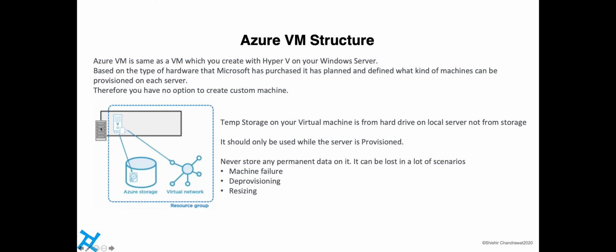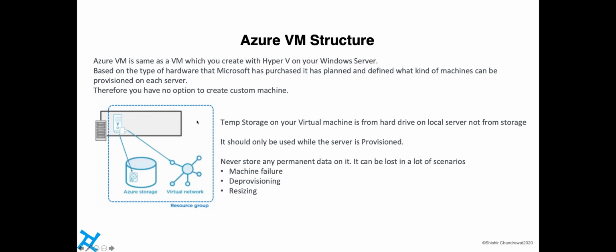Now this is a typical structure of an Azure virtual machine. This dotted line represents the resource group. This is the storage account which is created inside the resource group, and this is the virtual network which is created inside the resource group. This is the physical hardware or physical server which is in the Azure data center, and this is a virtual machine, a Hyper-V virtual machine, which is getting created once again inside the resource group.